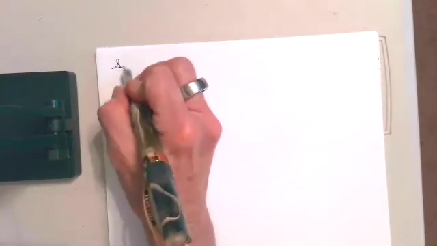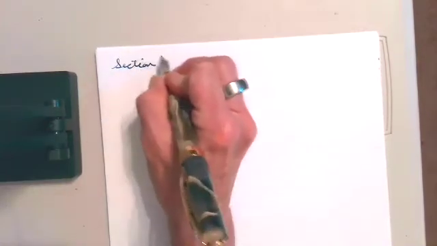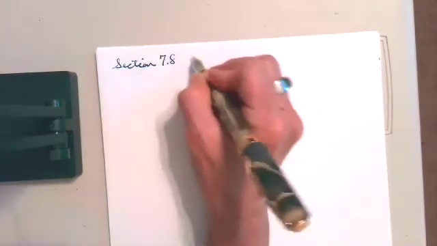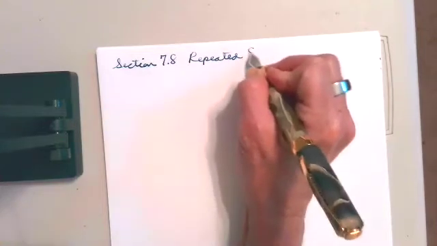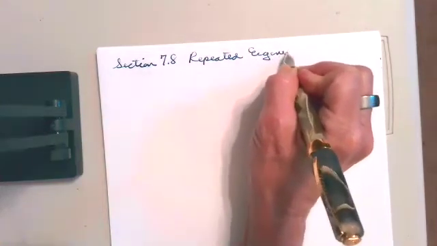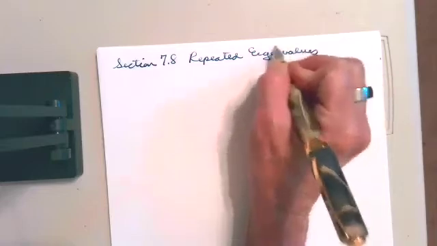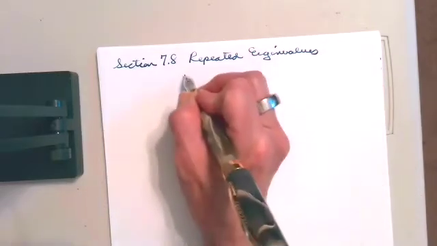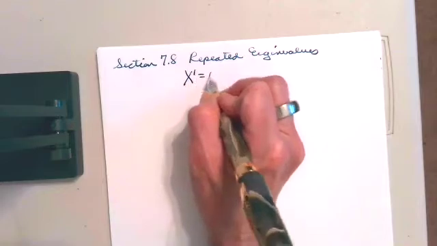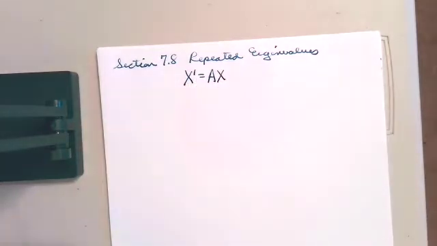On section 7.8, which is a section that talks about repeated eigenvalues for matrix equations. So we know we're studying matrix equations in the form x prime equals Ax.